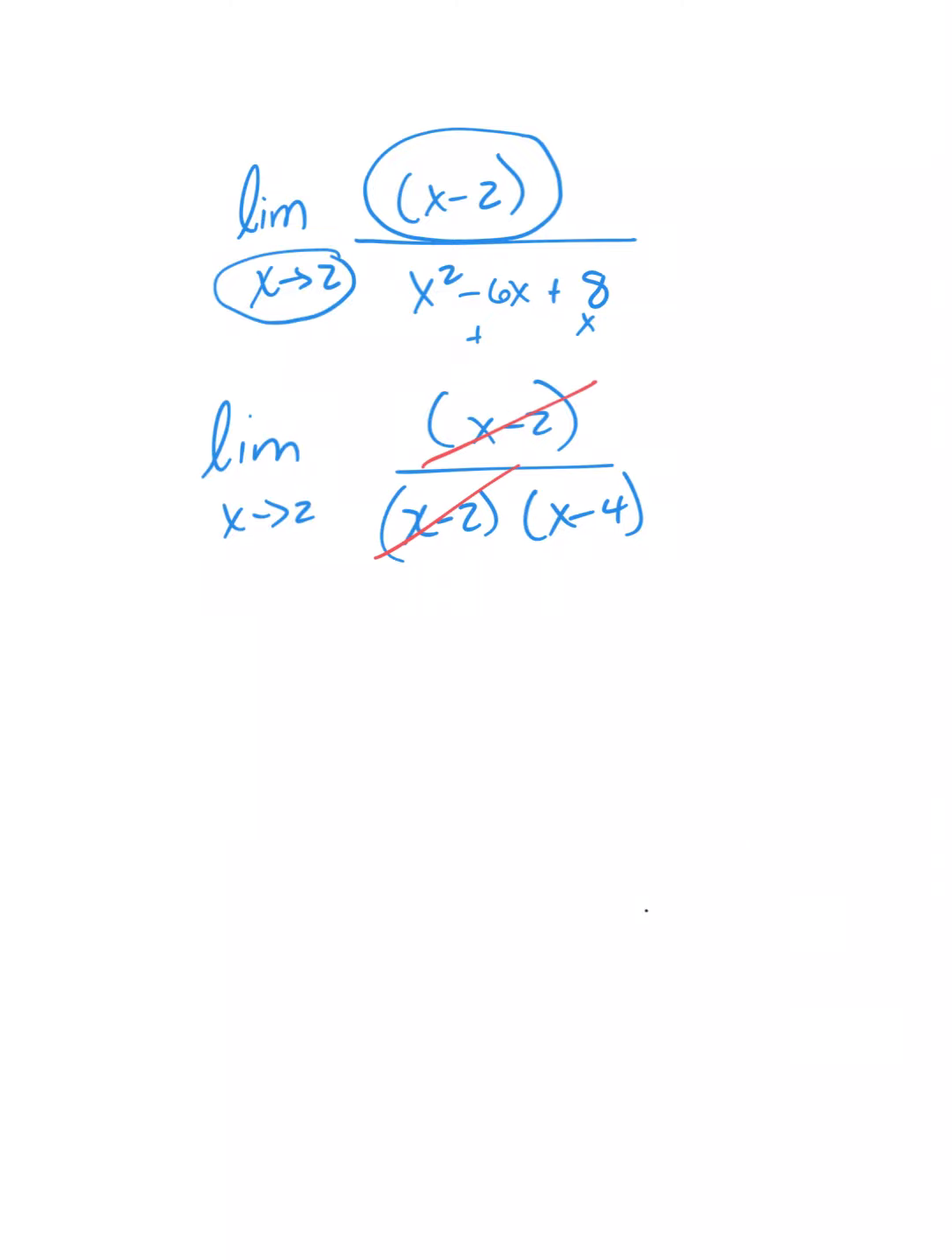You see it? And now it's equal to the limit as x approaches 2 of 1 over x minus 4. Now we can plug in the 2. So that would equal 1 over 2 minus 4, which is negative 1/2. And I would look for everything where the numerator turns to 0, factor, and do those separately, okay?